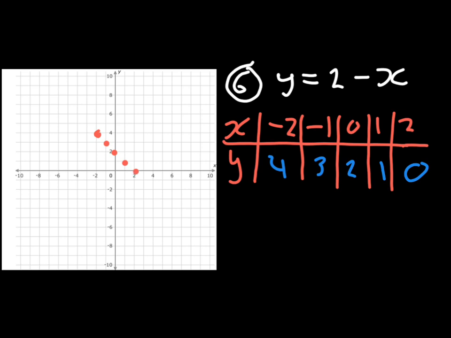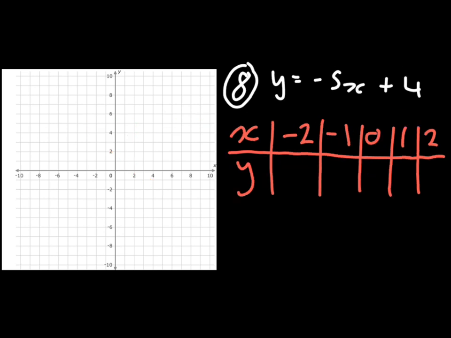Now, we need to once again connect these points up using a ruler. And once we have finished that, our last step is to label our graph with the equation, which was y equals 2 minus x. And that is it for question number 6.